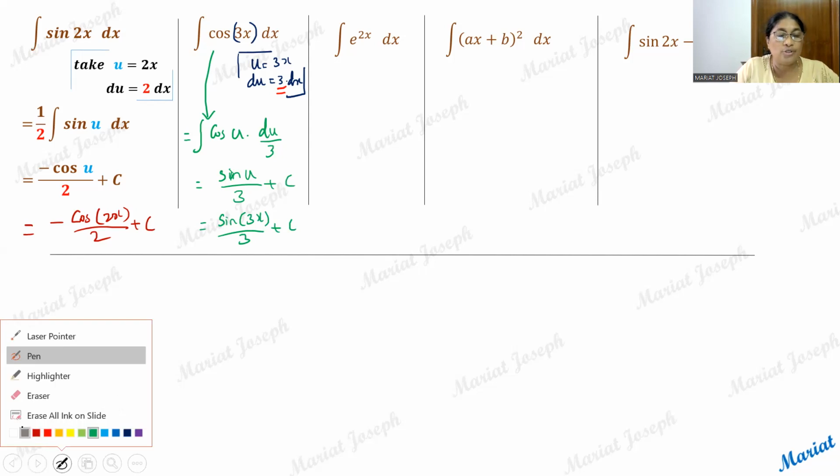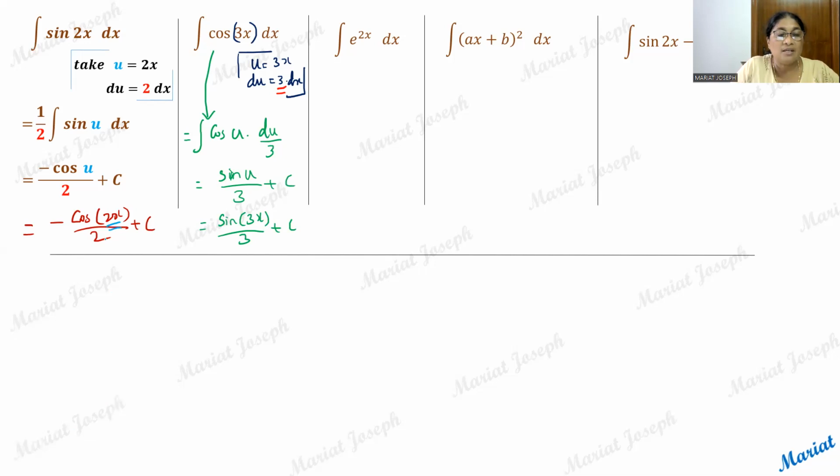Children, what you are going to notice is this. In the first one, there was a 2x, so we got to divide by 2. In the second one, there was a 3x, and we got to divide by 3. This is the shortcut, nothing else. Come on, do the next one also.